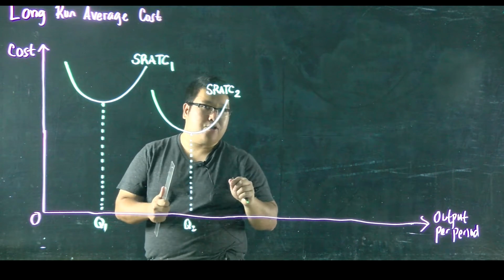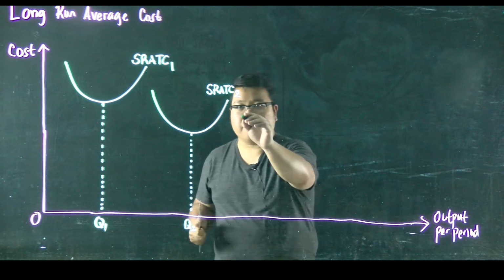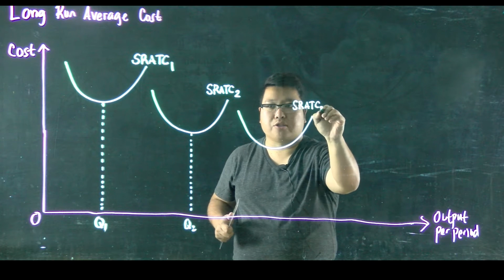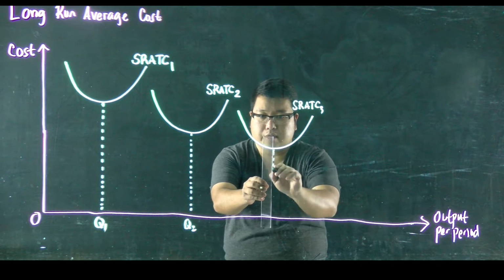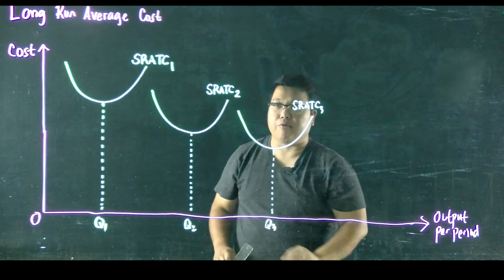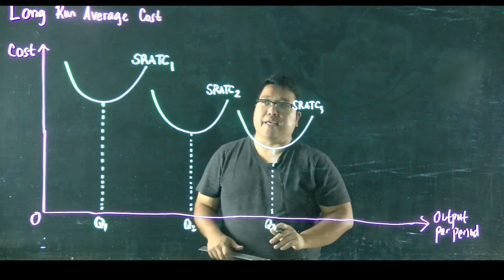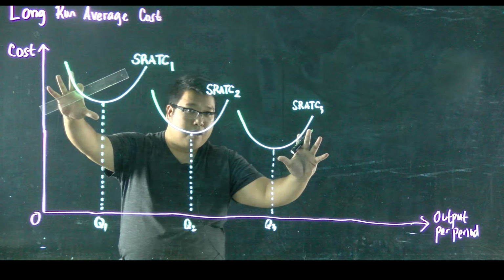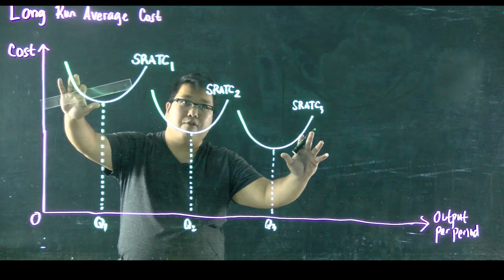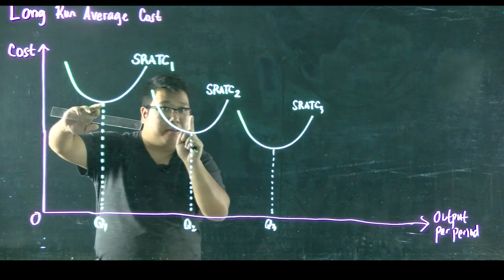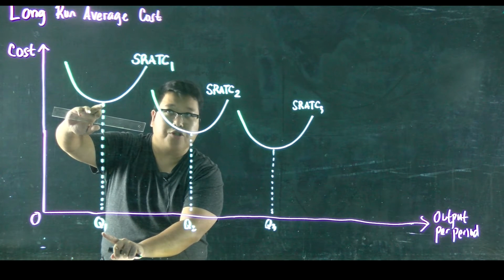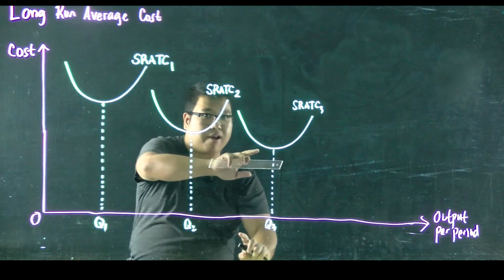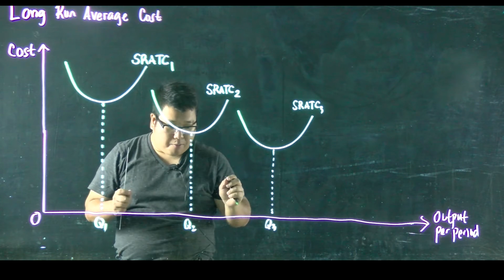We can repeat the same exercise throughout by increasing the plant size. So let's have another one right here. I will call this short-run average total cost curve 3. And again, this gives us a Q, let's call this Q3. What we notice is this: as we increase our plant size from here to there, at the optimal level of output for each associated plant size, our cost starts to decrease. So what explains that reduction in cost?